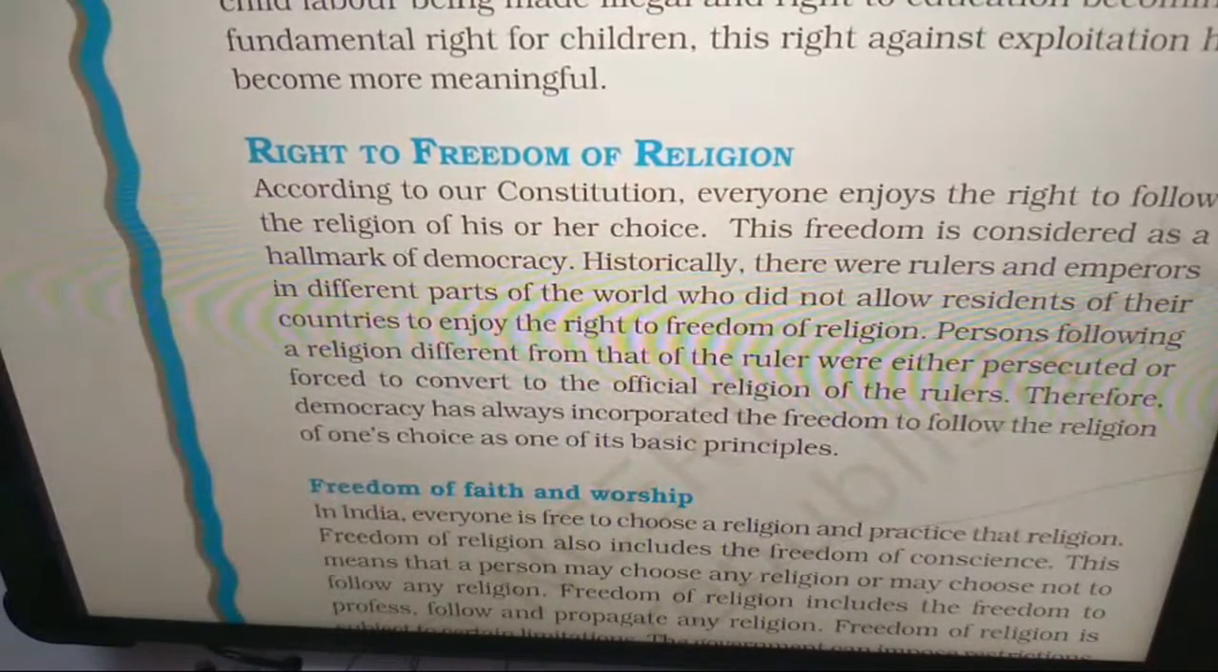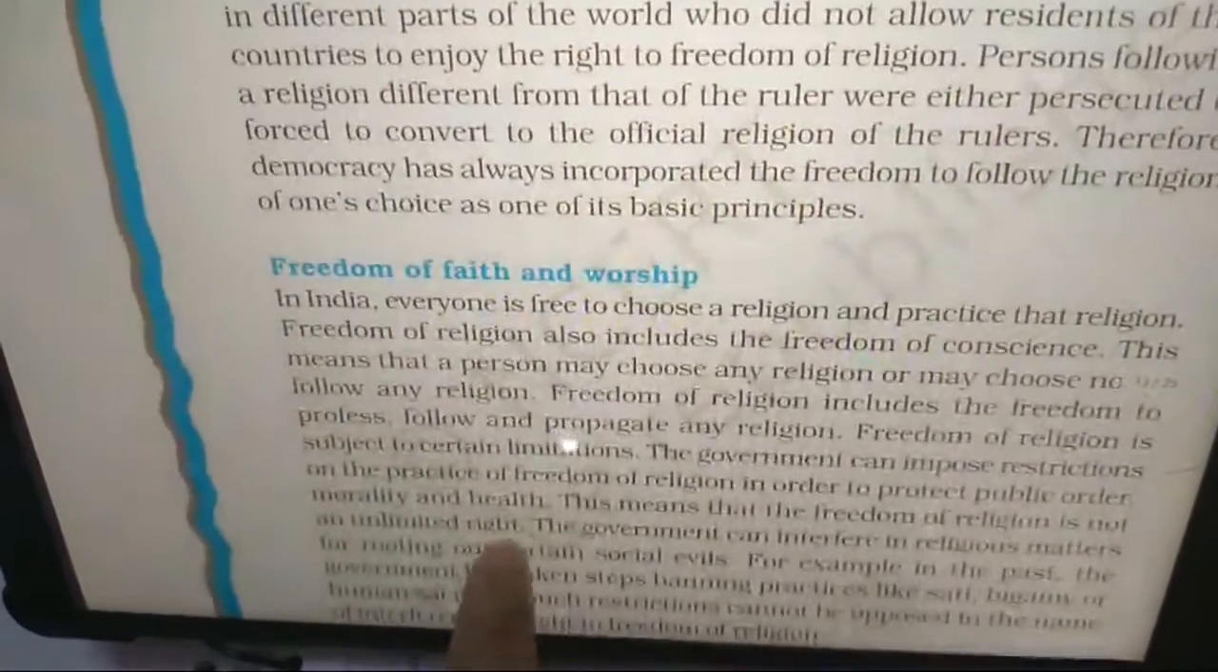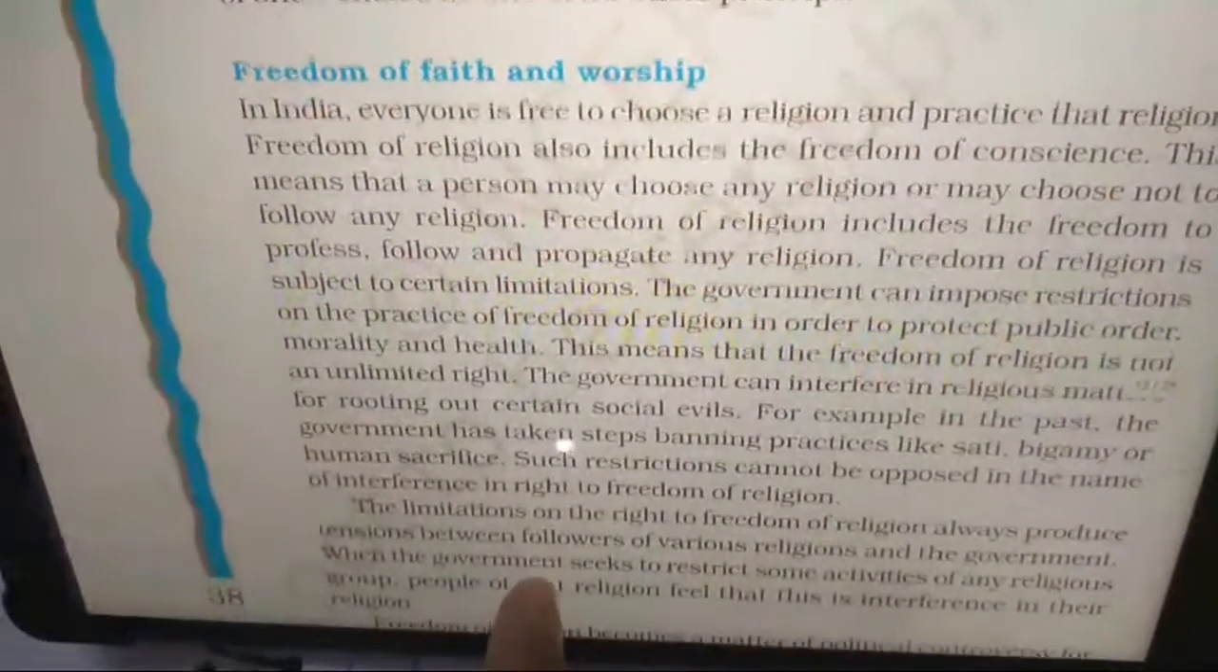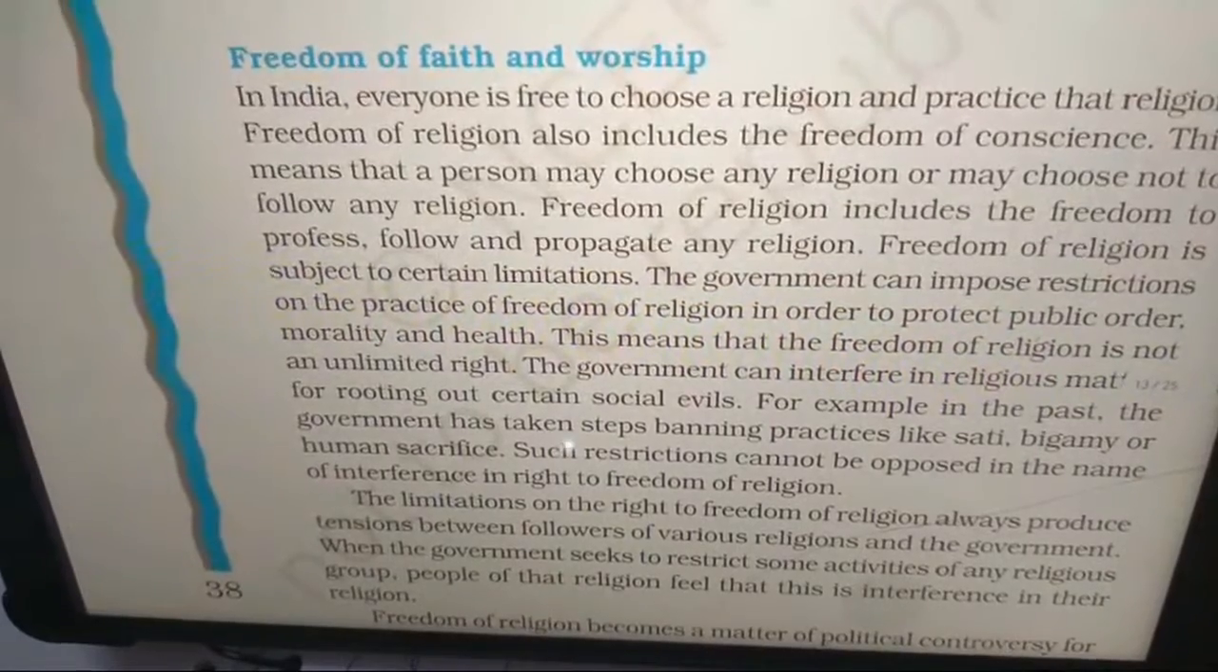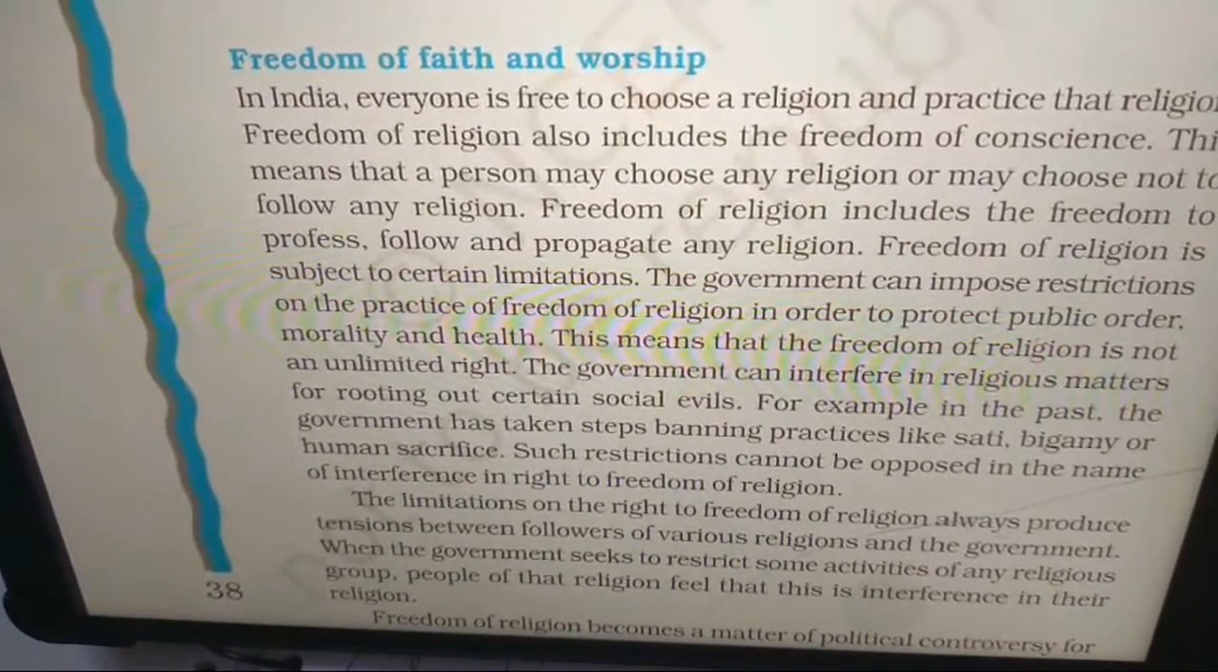Freedom of faith and worship. In India, everyone is free to choose a religion and practice that religion. Freedom of religion also includes the freedom of conscience. This means that a person may choose any religion or may choose not to follow any religion. Freedom of religion includes the freedom to profess, follow, and propagate any religion.